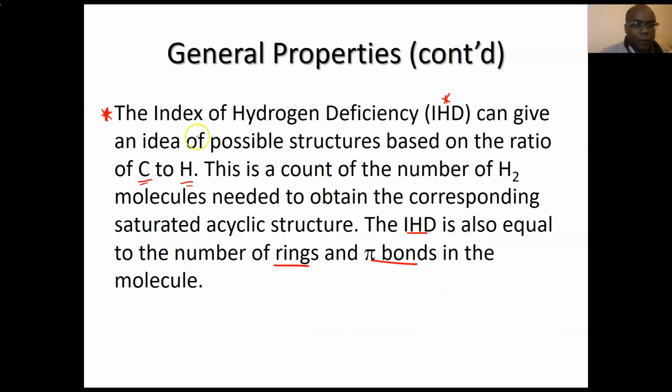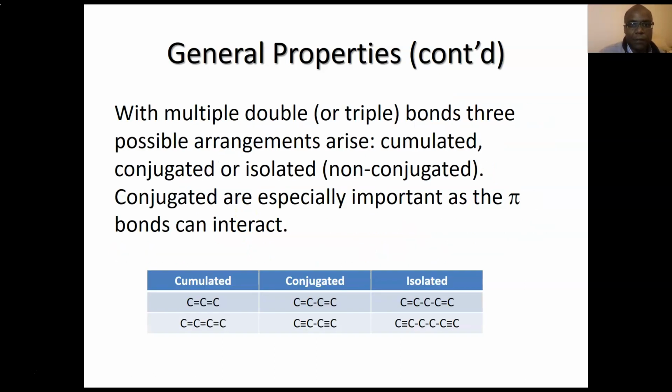Yeah, I will not talk about the calculation of IHD, so I'm just mentioning that there's a formula to guess how many pi bonds you have or how many rings you have. But don't worry about the calculation part of that. It's a survey organic.